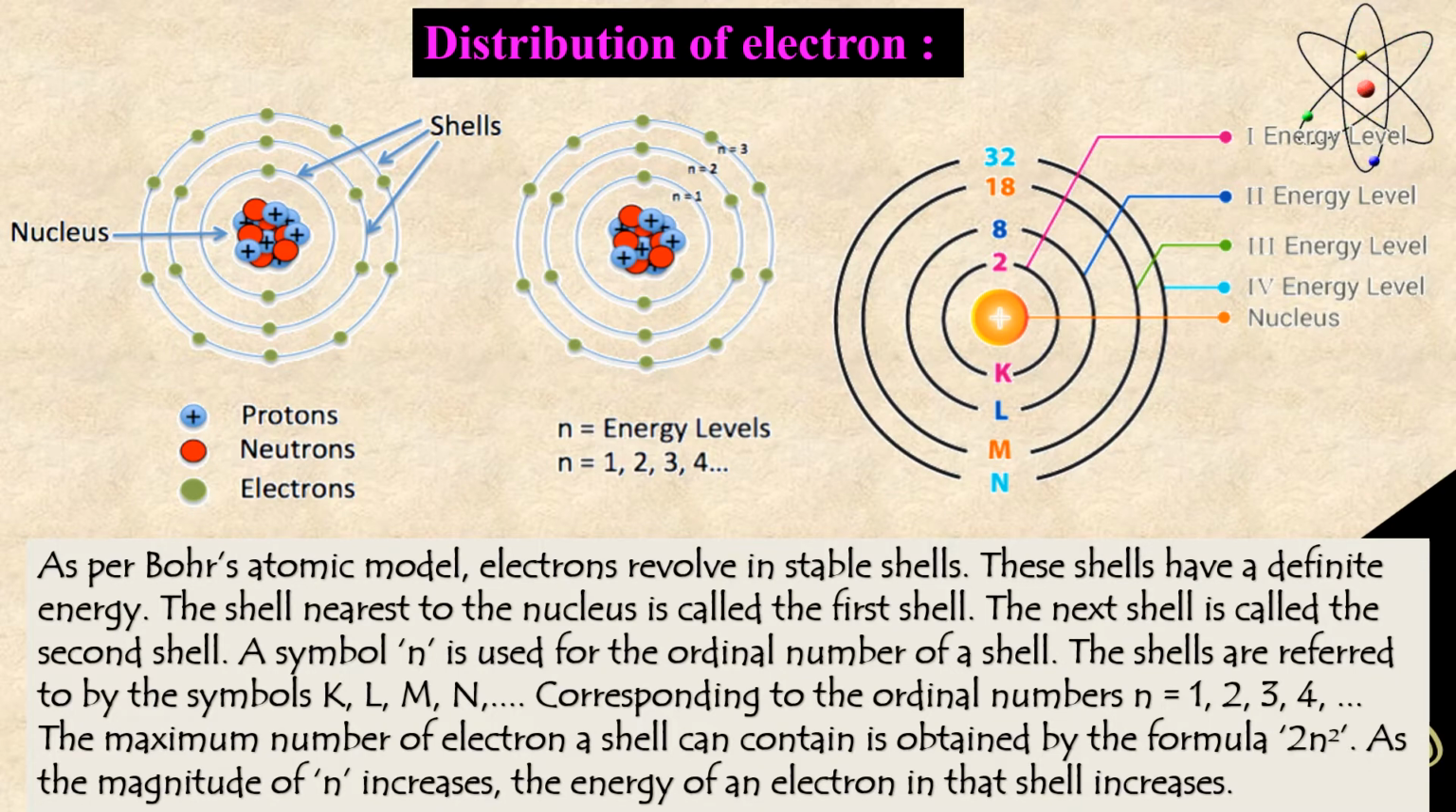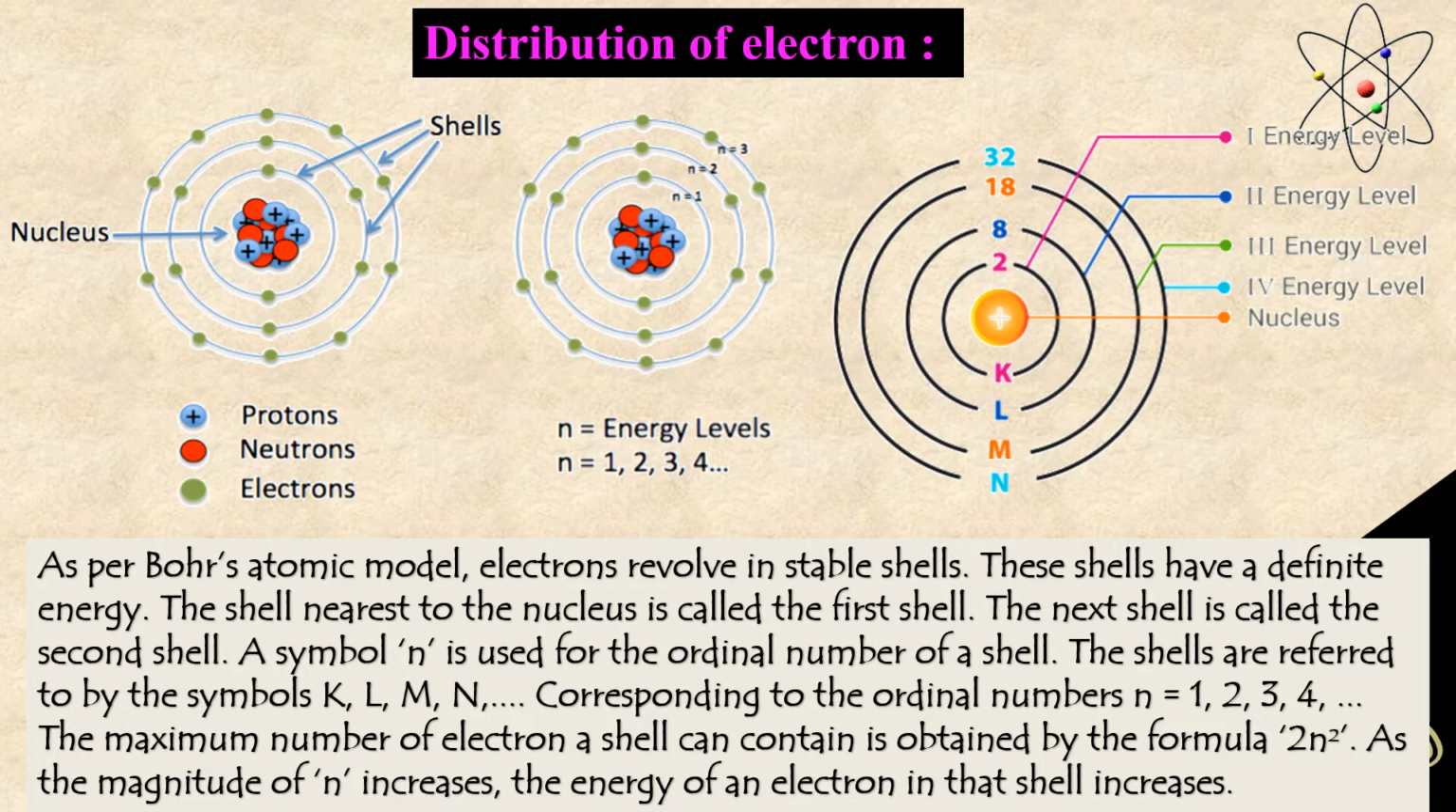Now we have learned that there are electronic shells present in an atom, जिसमें electrons move होते हैं. So as per Bohr's atomic model, electrons are revolving in a stable shell. These shells have a definite energy. हर एक शेल की, हर एक जो सर्कल आप लोग को दिखाई दे रहा है, हर एक शेल का एक पर्टिकुलर एनर्जी लेवल पे होता है.